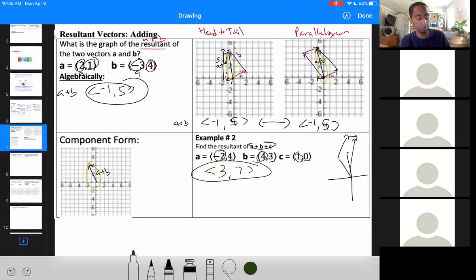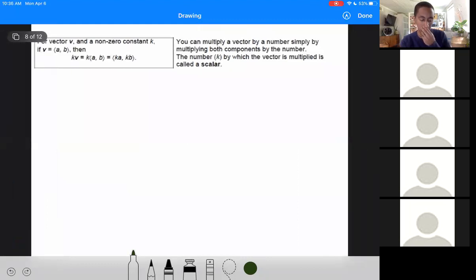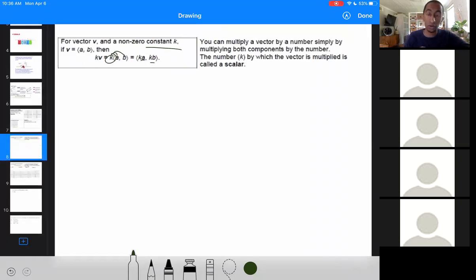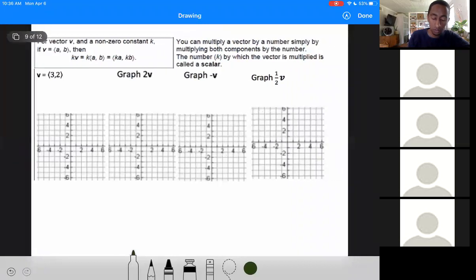Okay. All right, so that's adding vectors. Let's talk about multiplying. So for multiplying vectors, when you multiply by a constant out front, like k in this case, and let's say your vector is a and b, it's kind of like distributing. You multiply it times both of them that are inside, so the a and the b, okay? And this k is called the scalar, okay? So this 2 is called the scalar. It's how much is being increased by, all right?